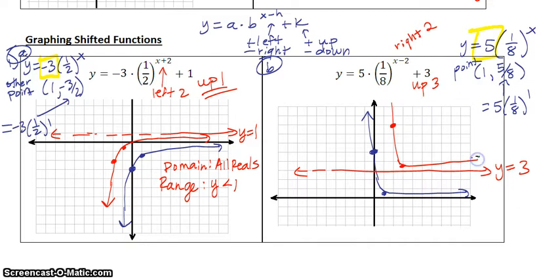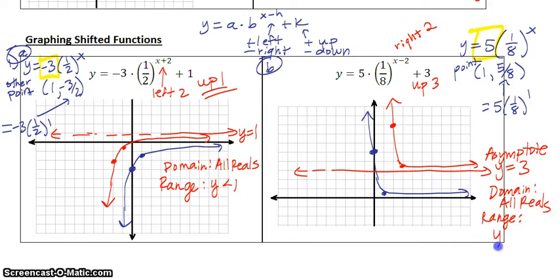Go ahead and think about the domain and range if you haven't done so yet. So there's my asymptote at y equals 3. Again, like I said earlier, the domain is always going to be all reals for exponential graphs. And then the range, this time it's moved up 3 units and it's above the line, so y is greater than 3 for the range. Pause it if you need to, and then when you have that written down, flip to the back side.